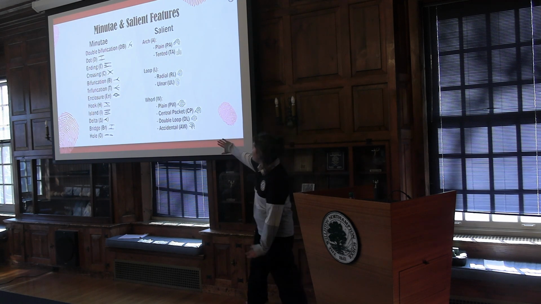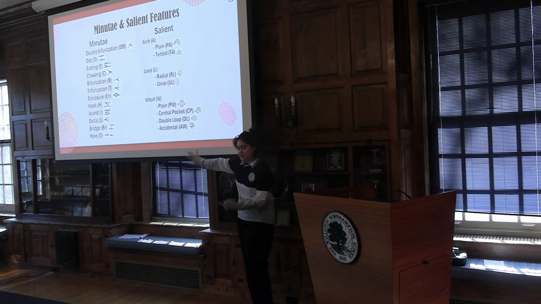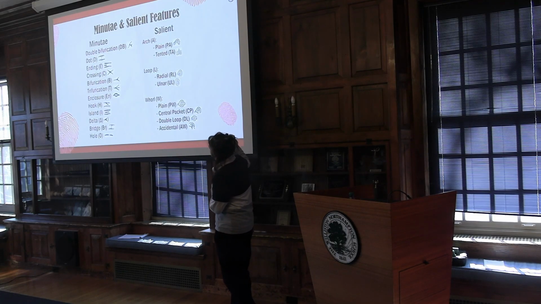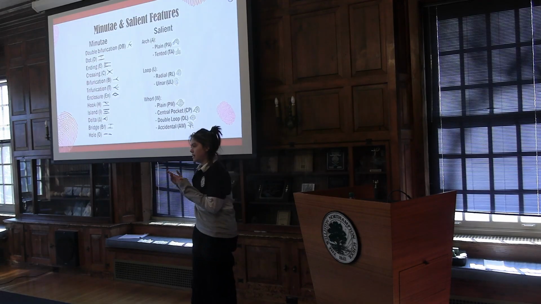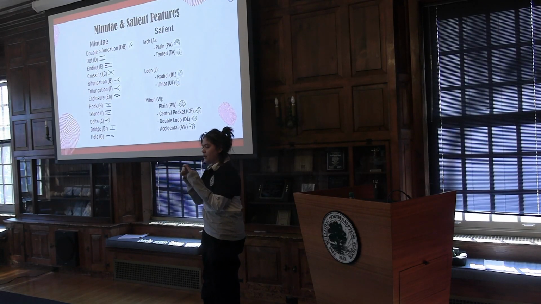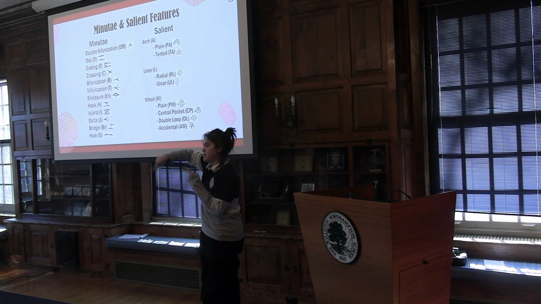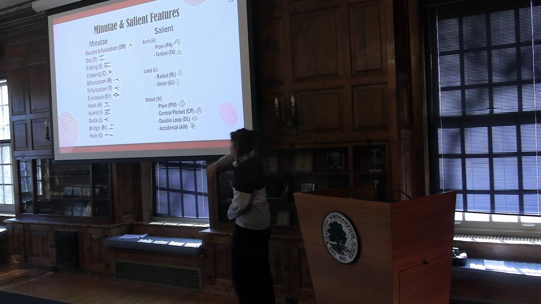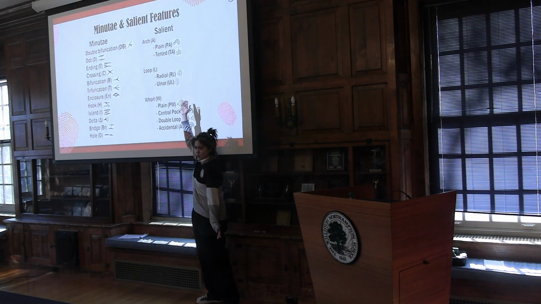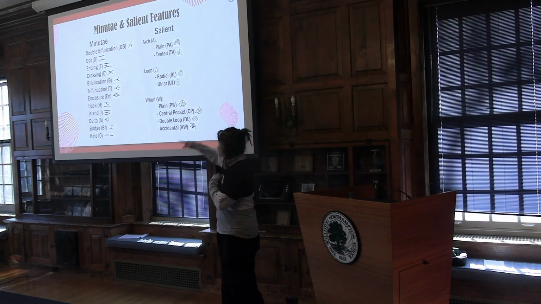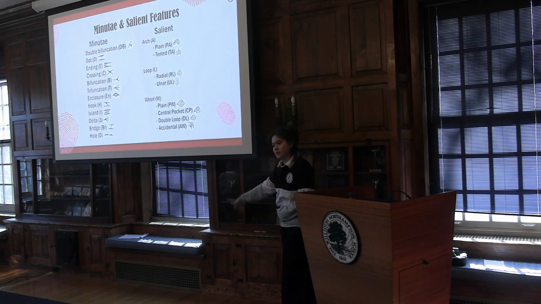So we have salient features, which are the bigger features. For example, if we look at a whorl, here's a plain whorl. If you look at your fingerprint, that's what you're most likely going to see first. Right in the middle, you're going to have a circle and a bunch of ridges swirling around it. That's most likely a plain whorl. Or at the center, you may have a loop. And then we also have arch, tented arch. You can see that there's a bunch of classifications.